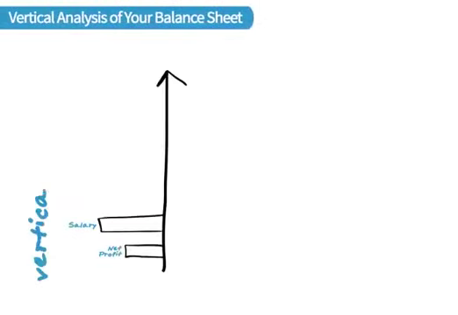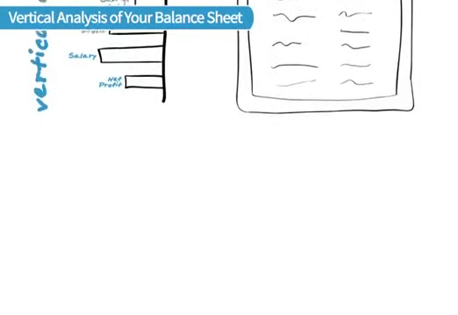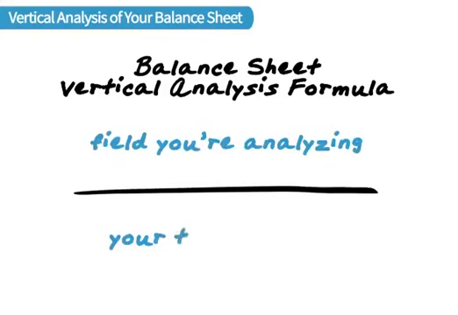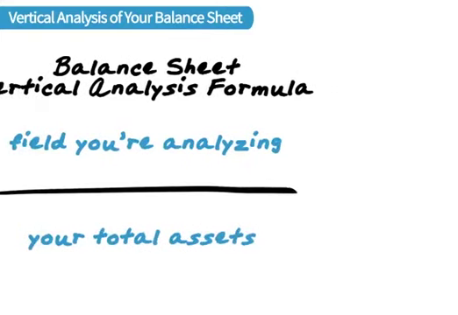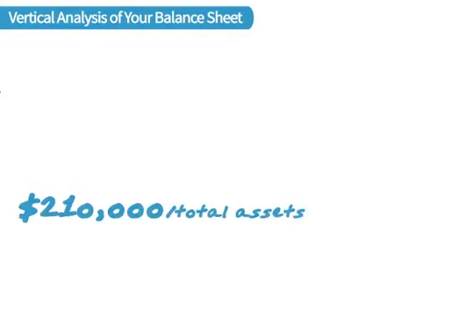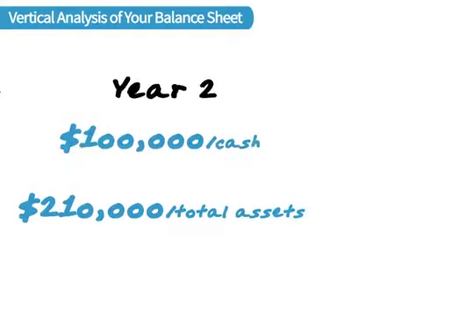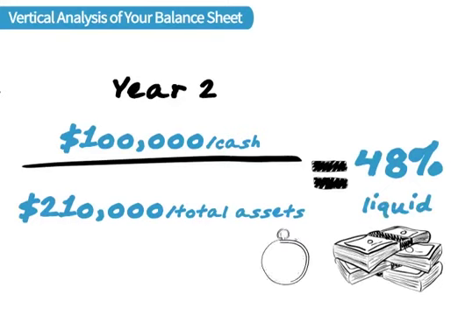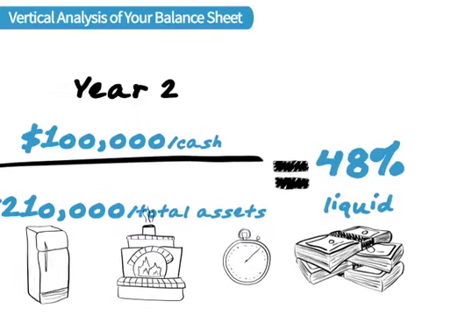Now let's perform a vertical analysis on your balance sheet. The formula for creating your balance sheet's vertical analysis is to place whatever field you're analyzing in the numerator and your total assets in the denominator. For example, your bakery may have had $210,000 in total assets in year 2, with $100,000 in cash. When you divide $100,000 by $210,000, the result is 48%, which gives you an indication of how liquid you are. That is, how much cash you've had on hand, or how easily you can convert your assets to cash.